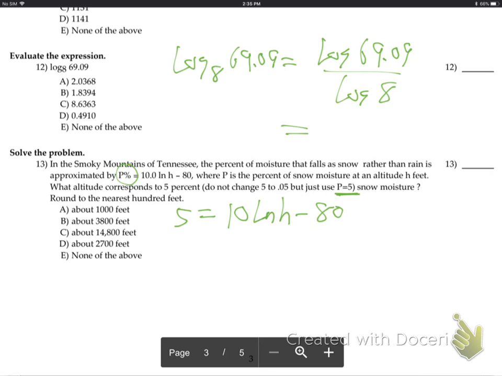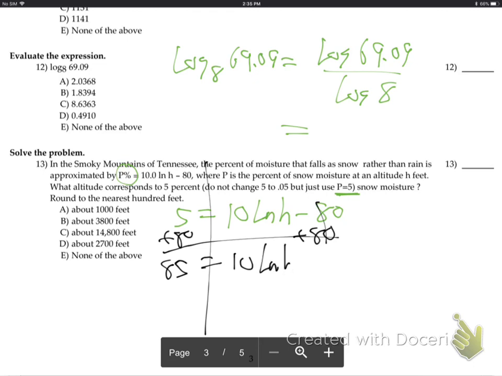Now how do we solve that for H? So the whole problem becomes solving for H. What's my first step? Add the 80, right? Add the 80, boom. 85 is 10 natural log H. Next step, divide by the 10. So 8.5 is natural log H. Are we good to there? We're not done yet. We're good to there, right? 8.5 is natural log H.